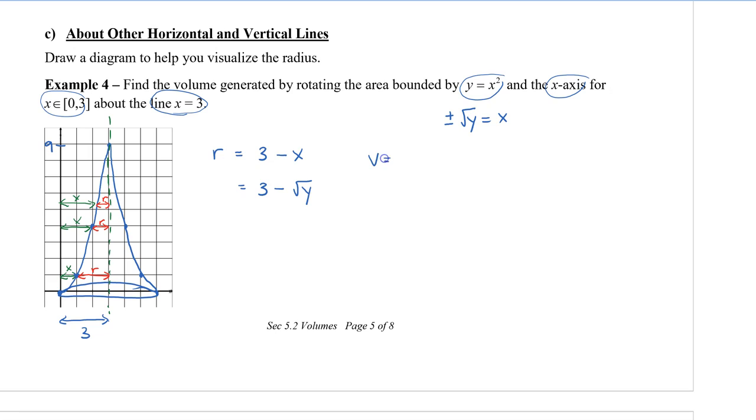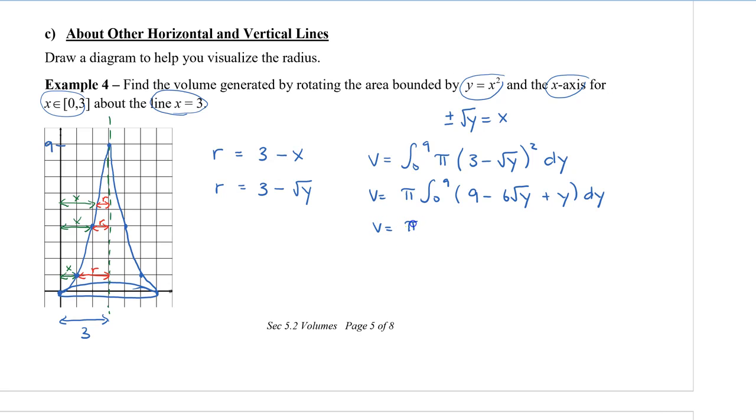Now I can say that my volume is going to be the integral from 0 to 9, because we're rotating about a line that's parallel to the y-axis, so we need our y limits. And it'll be pi r squared, so r in this case is equal to 3 minus root y. So we have 3 minus root y all squared dy. So pulling the pi out, I want to integrate from 0 to 9, but before I do that, I want to expand this square. So I'm going to get 9 minus 6 root y plus y dy.